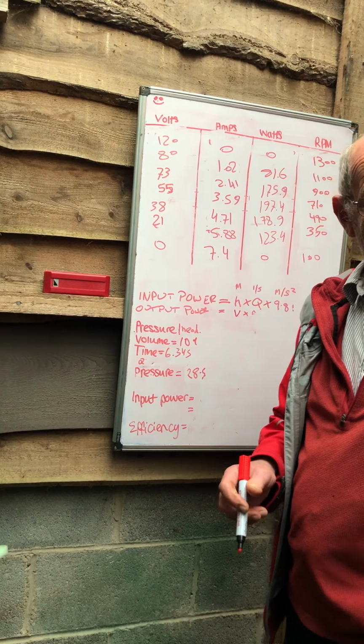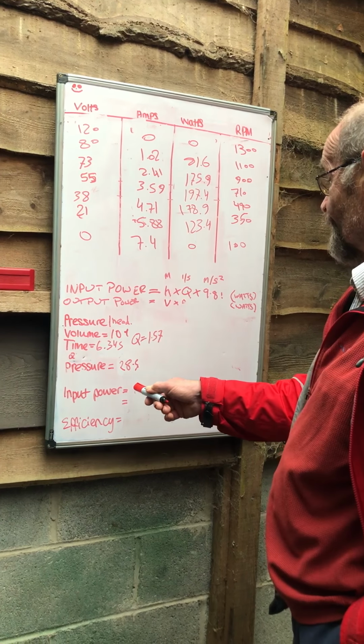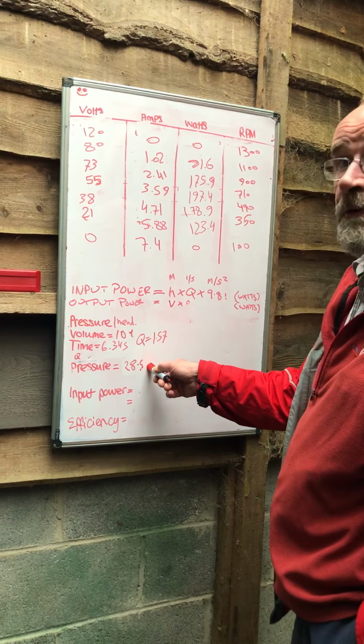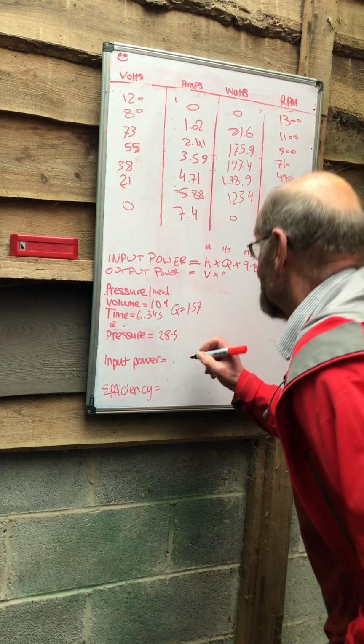What does the Q stand for? Flow, yeah. In engineering, particularly in hydraulic engineering, flow is denoted by Q. So, our input power: we need to multiply the pressure, 28.5 metres, by 1.57, by acceleration due to gravity, 9.81. And that gives us 438.